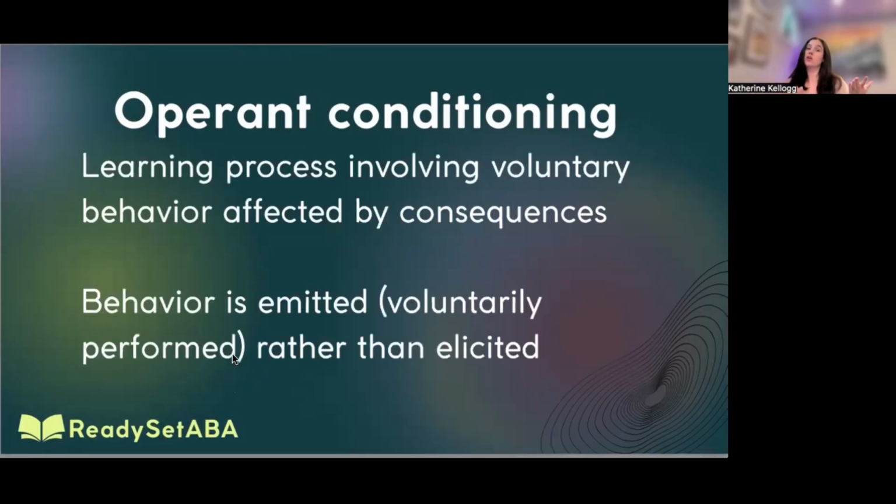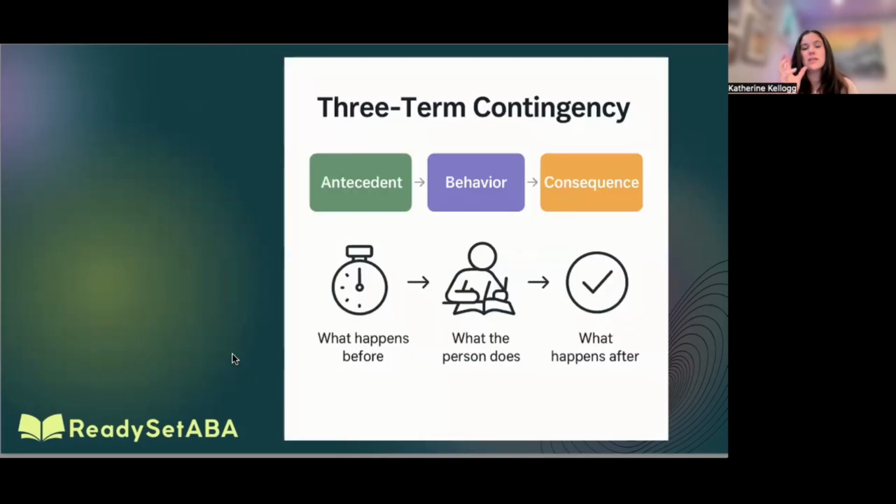Operant conditioning is the learning process involving voluntary behavior affected by consequences. Behavior is emitted, and we choose to perform this rather than it being a reflex. In our 3-term contingency, we have the antecedent, so all of the things that happen before the behavior. Then we choose what to do based on our motivation. We're choosing constantly with matching law. We're picking out what we want and what we want to engage in.